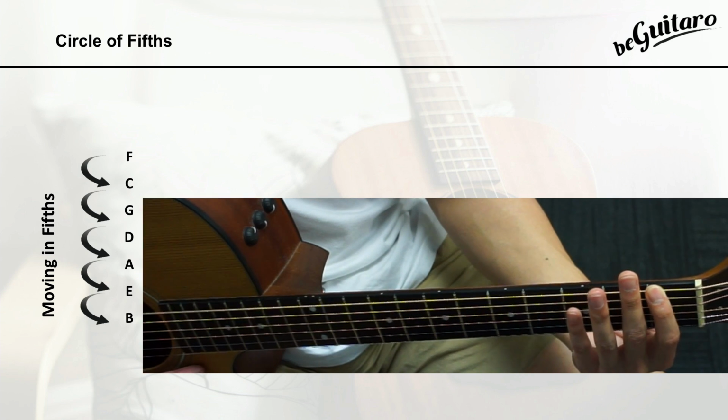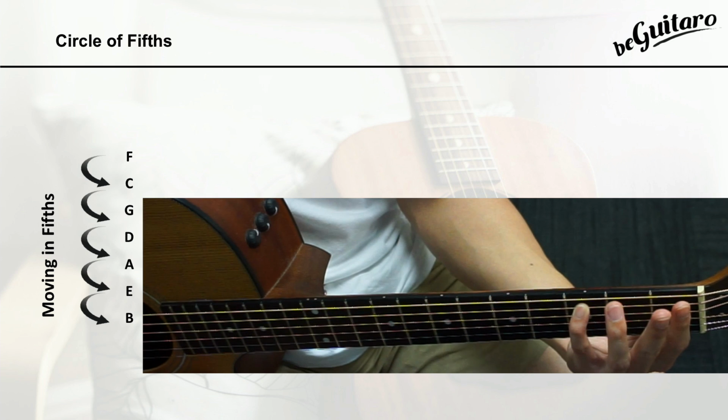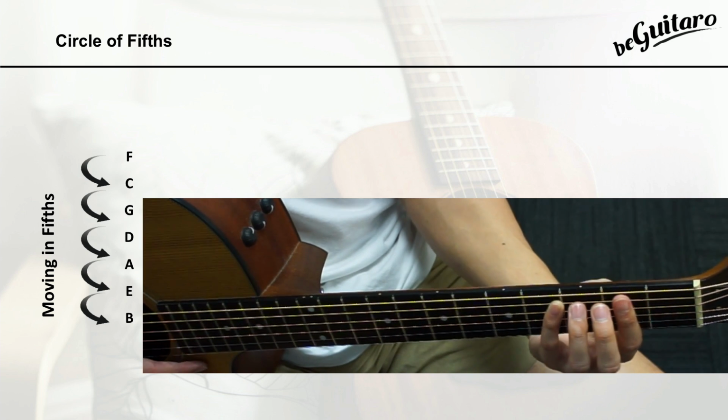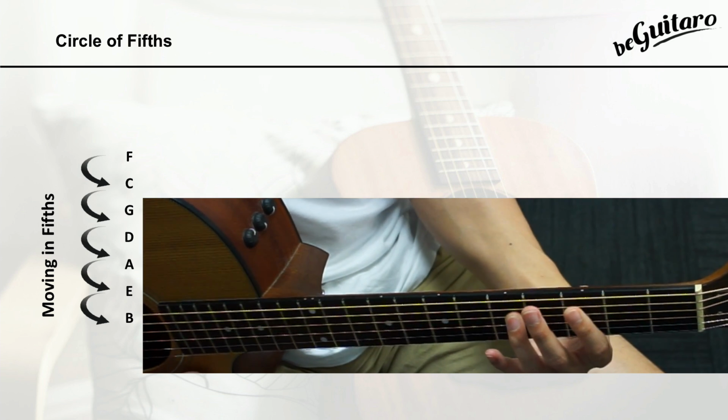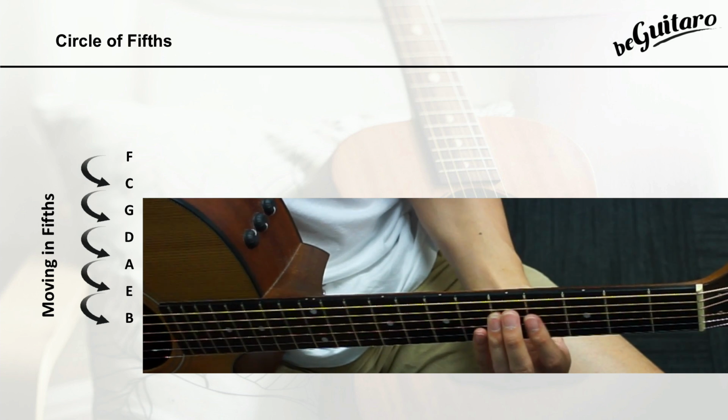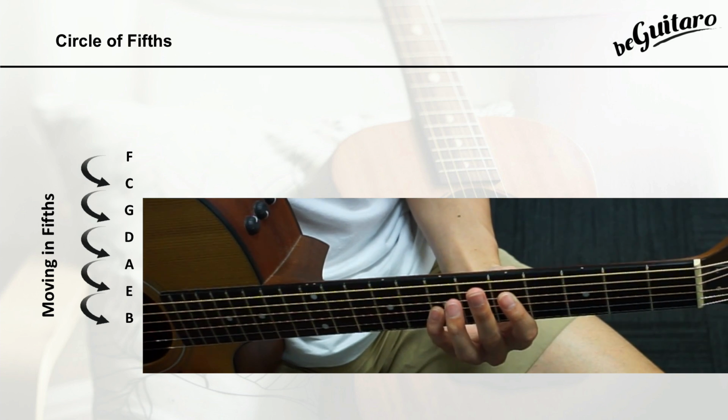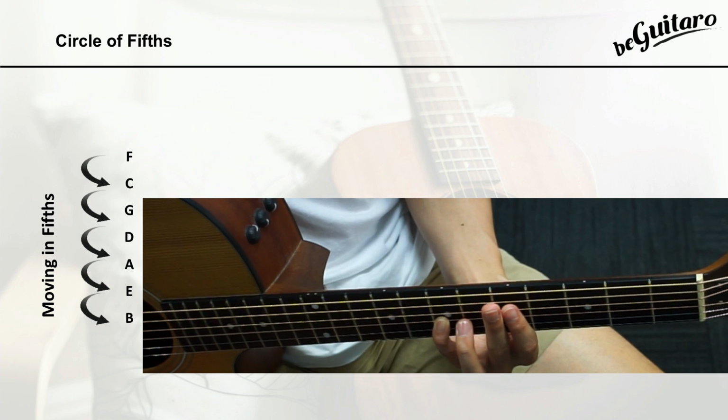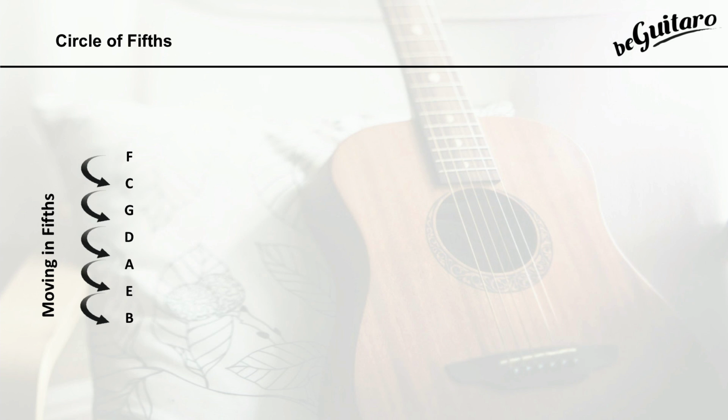So starting from your F, our fifth is here, which gives us a C. And then from C, we're going to go up a fifth again to G, and then G to D, and so on and so forth. What we have on screen now is basically the notes moving up in degrees of fifths. With this, let's first look at the C major scale.